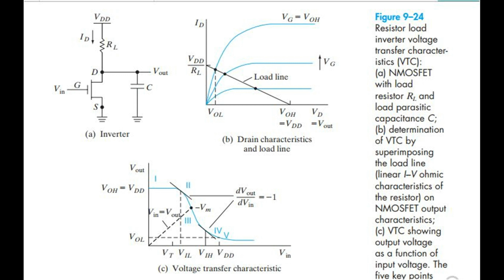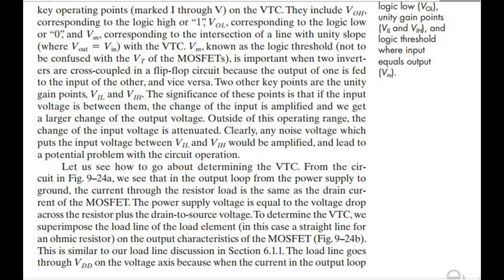Figure 9.24, resistor load inverter voltage transfer characteristics, VTC. A, NMOSFET with load resistor RL and load parasitic capacitance C. B, determination of VTC by superimposing the load line, the linear current voltage ohmic characteristics of the resistor, on NMOSFET output characteristics. C, VTC showing output voltage as a function of input voltage. The 5 key points on the VTC are logic high, VOH, logic low, VOL, unity gain points, VIL and VIH, and logic threshold where input equals output, VM.